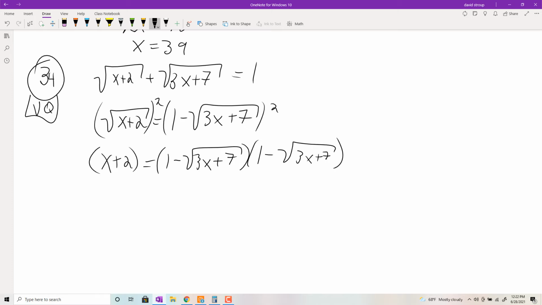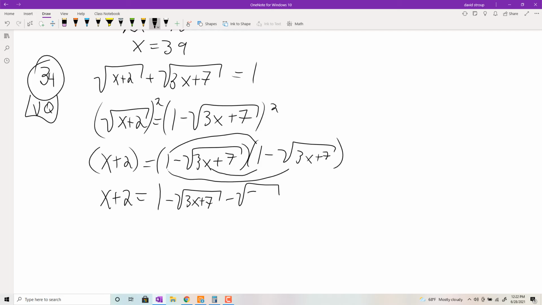1 minus square root 3x plus 7 squared is 1 minus square root of 3x plus 7 times 1 minus square root of 3x plus 7. And you have to FOIL it. So the first, you have 1 times 1 is 1. The outer will be minus root 3x plus 7. The inner will be minus, again, root 3x plus 7. And then the last, negative times negative is positive, and you have root 3x plus 7 times root 3x plus 7, which will be root 3x plus 7 squared. So the square root will go away, and you'll just have 3x plus 7.